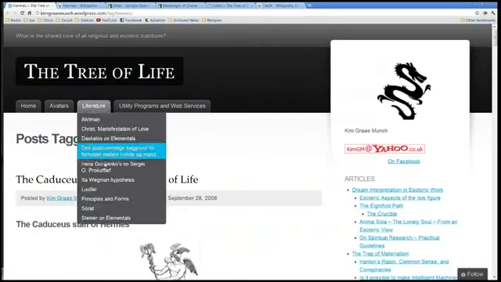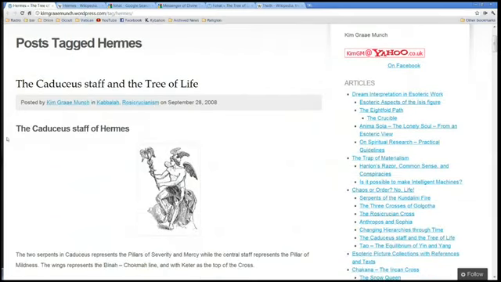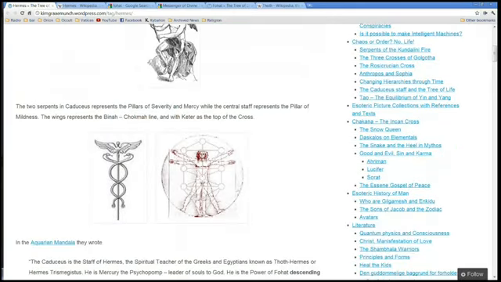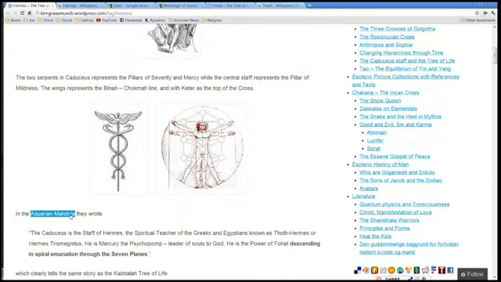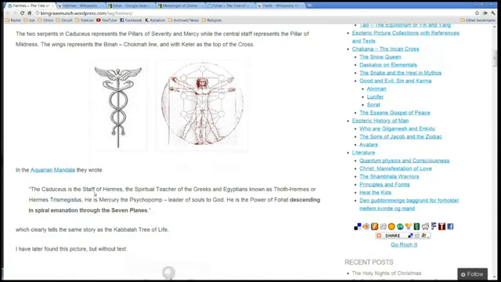Okay, now let's jump back over here real quick and let's take a look. Okay, the caduceus staff of Hermes. So basically what we're seeing, this is the god of wisdom, correct? Okay, so now we're going to go down here and I want you to look at this. In the Aquarian Mandala, the caduceus staff of Hermes, the spiritual teacher of the Greeks and Egyptians known as Thoth Hermes or Hermes Trismegistus, he is the Mercury, the psychopomp, the leader of the souls of the god, and check out this last sentence. He is the power of Fohat, descending in spiral emanation through the 7 planes.